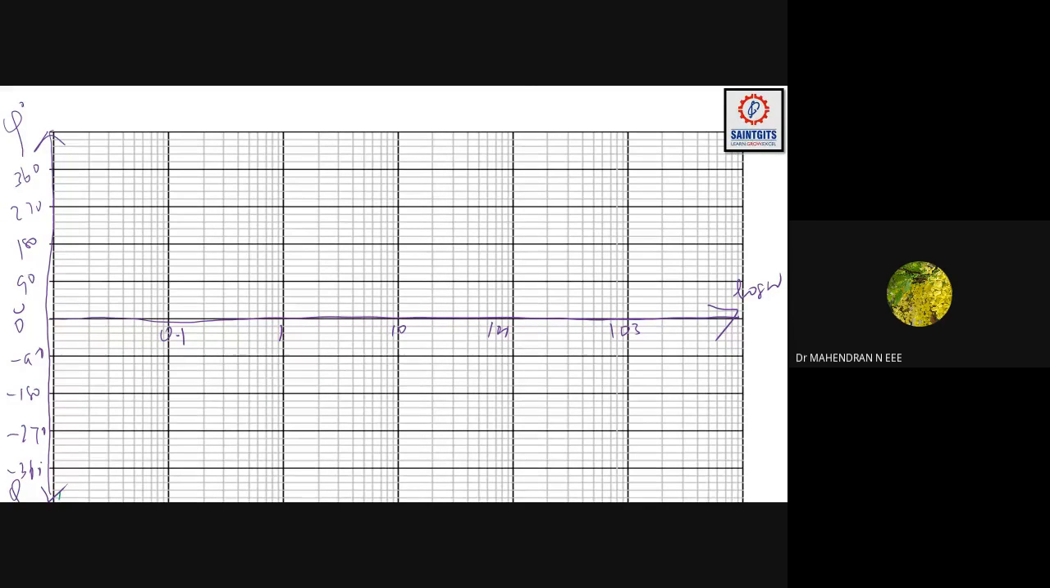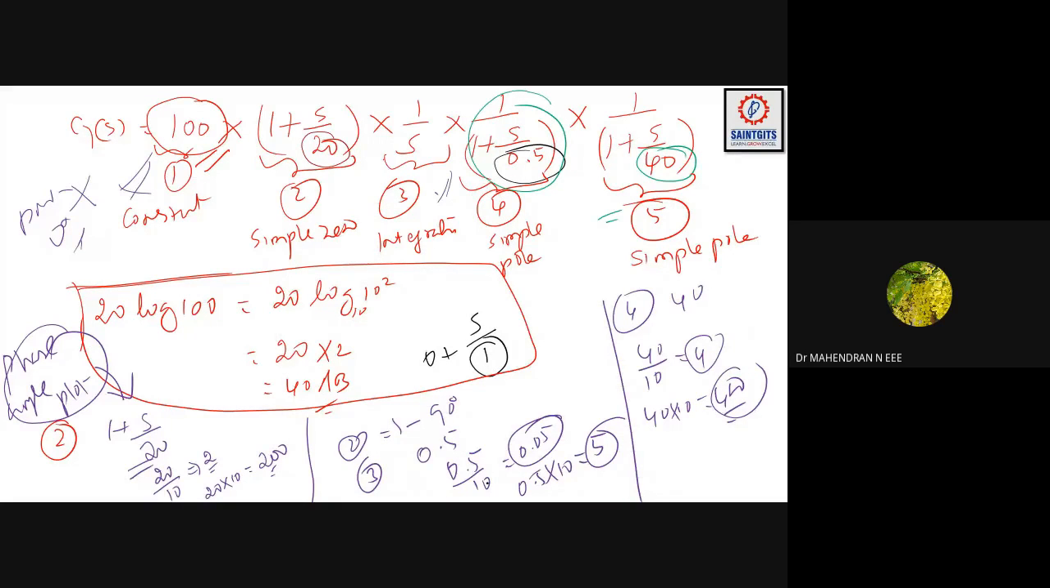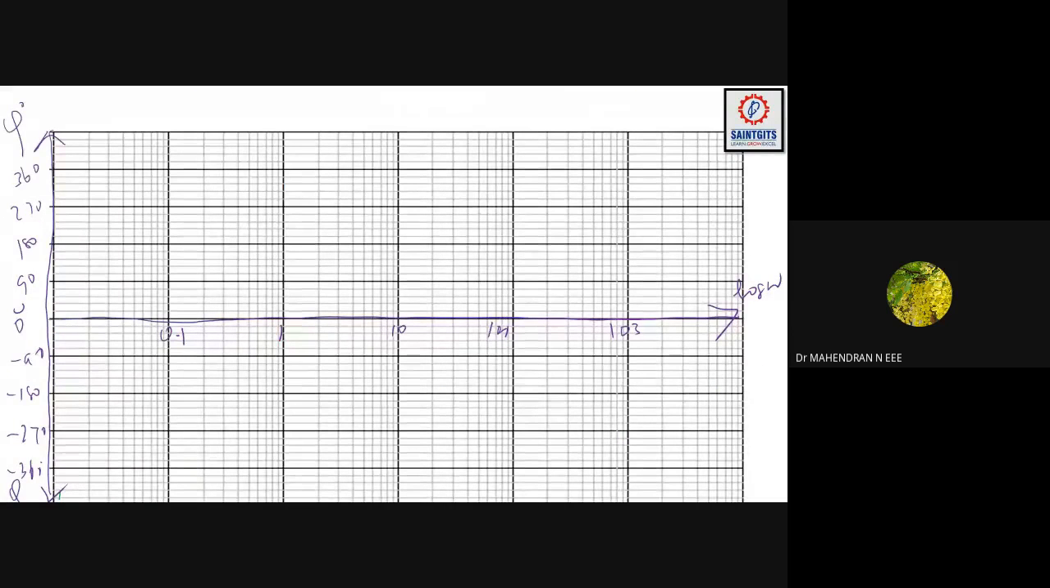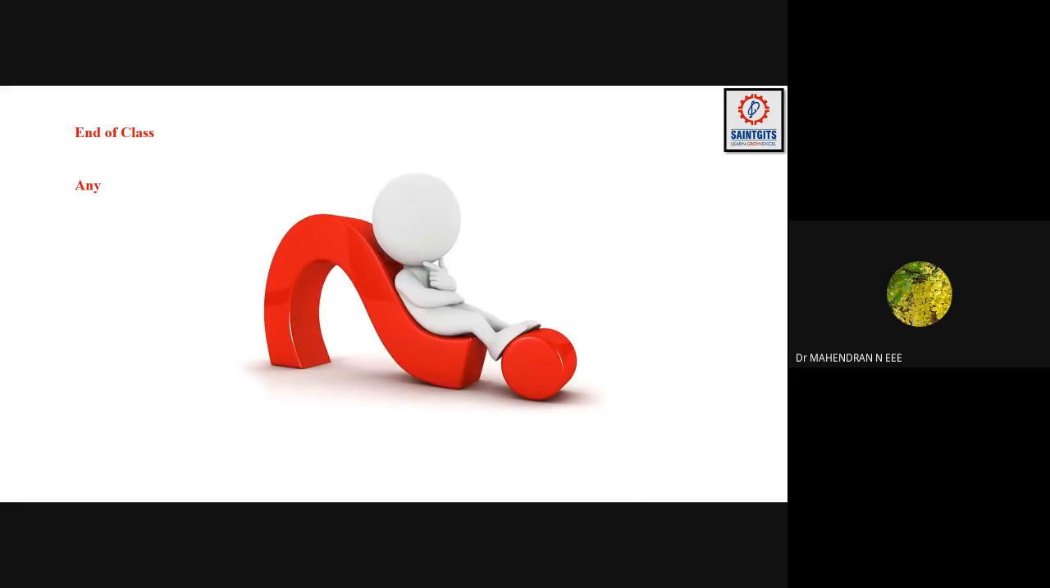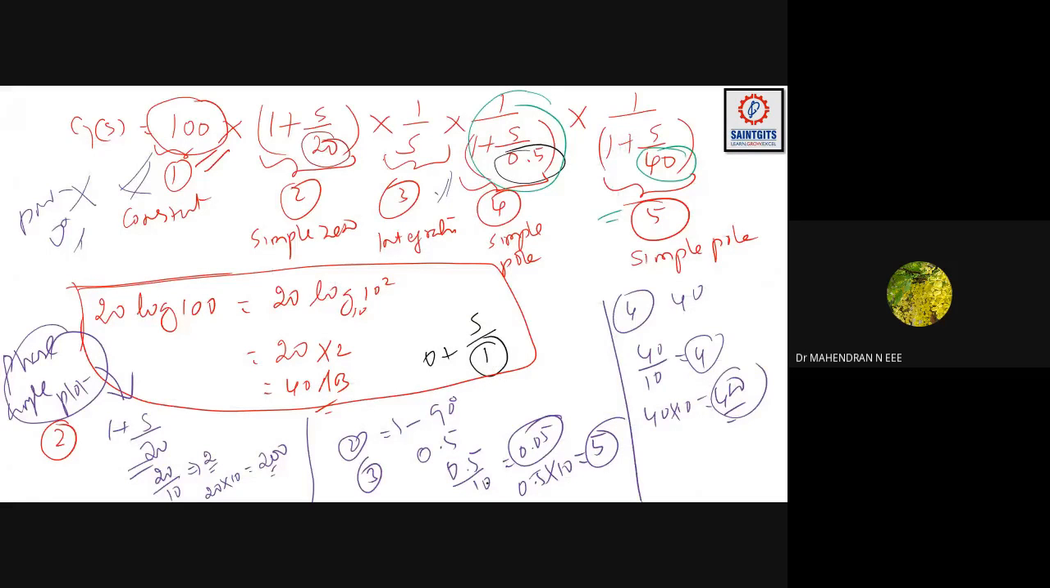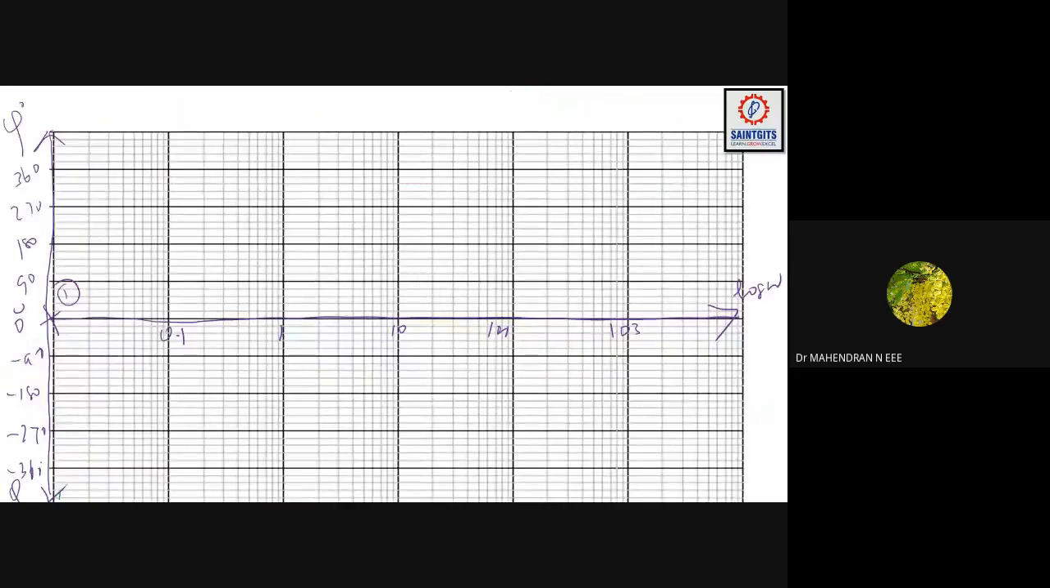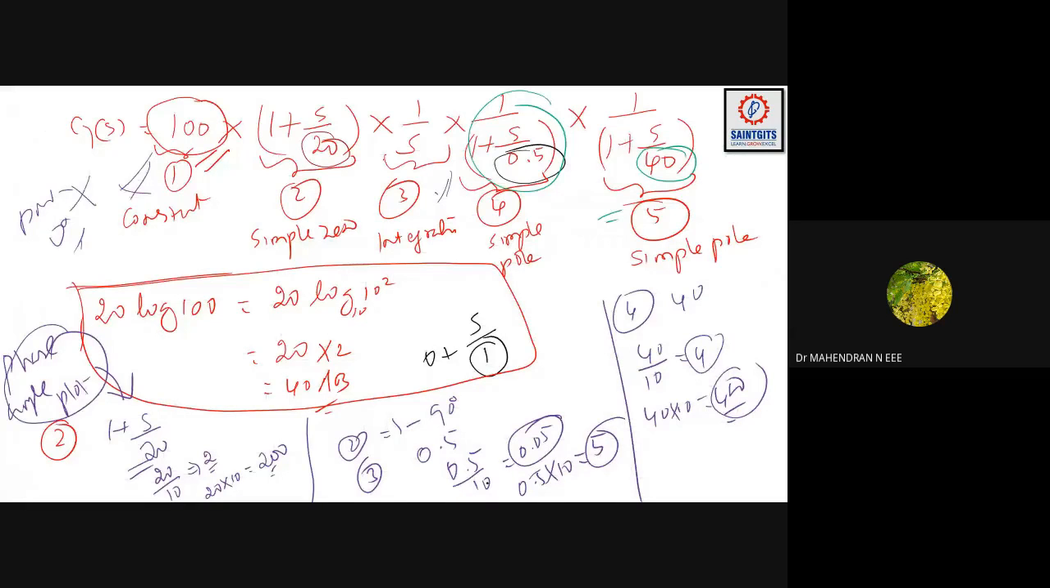Okay, so what is the first plot? The first term is 100, a constant, and it is projected into a phase angle plot as a point. So this is your first plot. Second is the integrator, and the integrator is minus 90 degree. So this is your second plot. I mean, third plot. Okay, so this is your third plot, and the second one is 20. So minimum is 20, and maximum is 200.